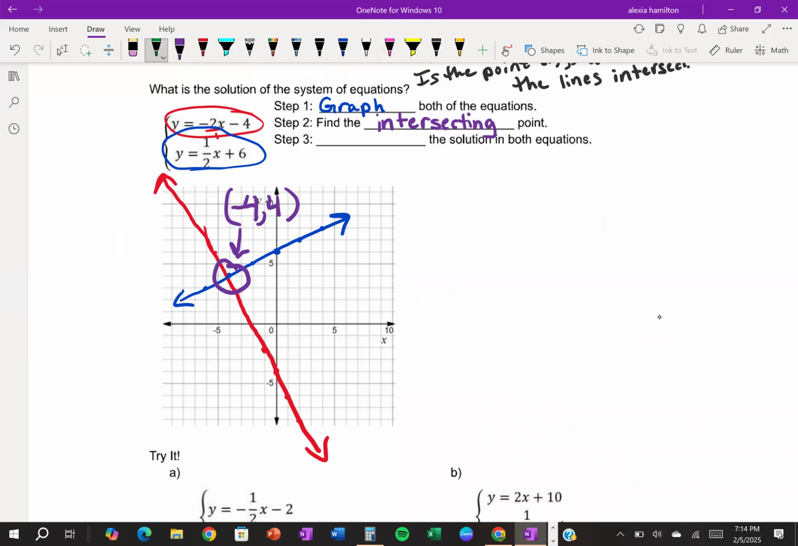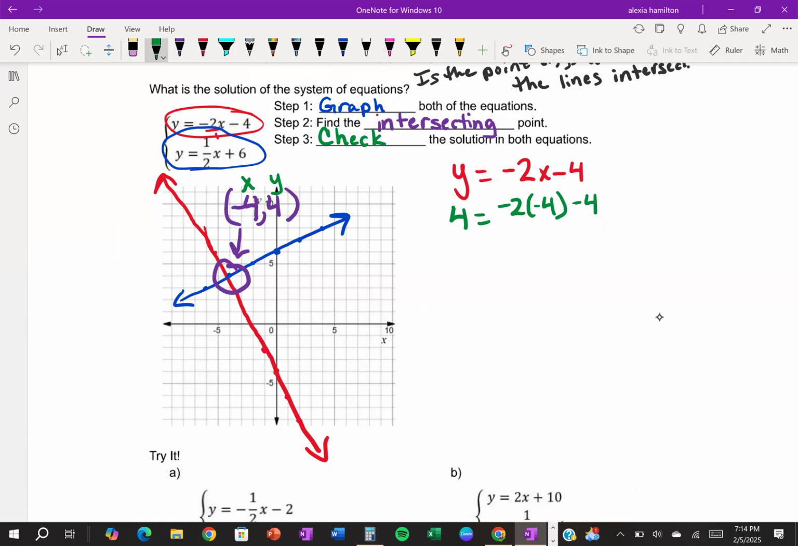And then lastly, like all good algebra mathematicians, we're going to check our solution in both equations. So in my red equation, I have y is equal to -2x minus 4. I'm going to substitute my point, -4 in for x and +4 in for y. So I would get 4 is equal to -2 times -4 and then minus 4. And hopefully the right-hand side equals 4.